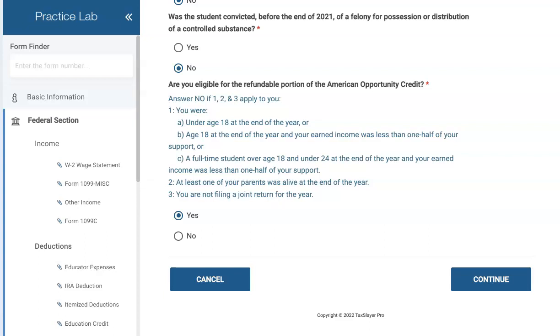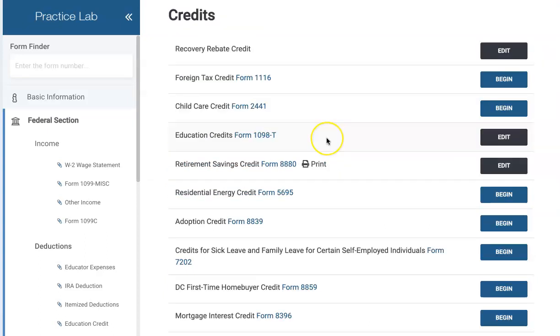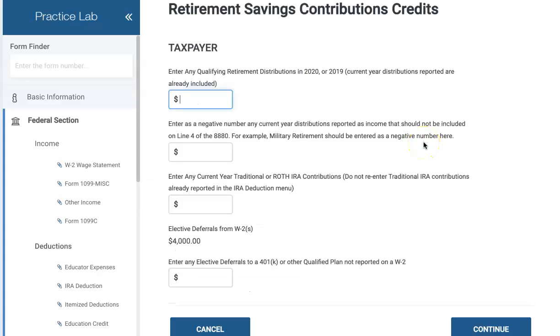So the answer is Sophia is eligible for this. The Retirement Savings Credit form, which is Form 8880, is available on the credits menu. It's the fifth entry. We are asked to enter any qualifying retirement distributions in 2020 or 2019. That's because distributions from retirement accounts in the past three years are subtracted from savings that are made in order to determine whether there's any credit possible.